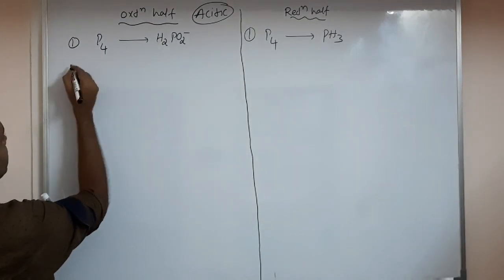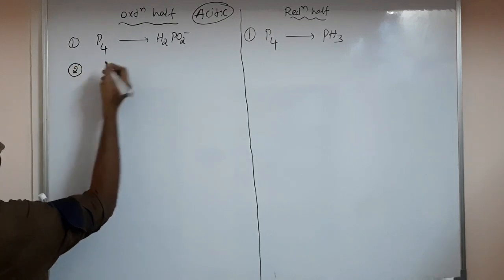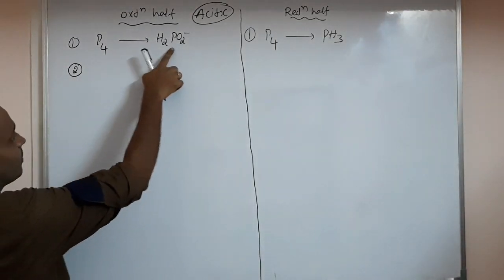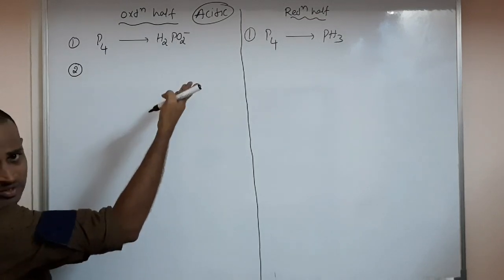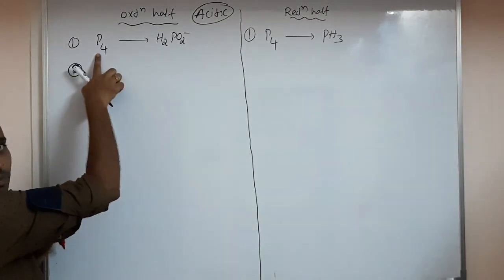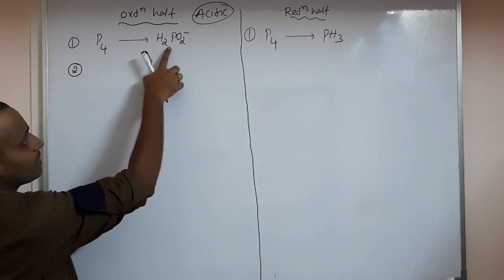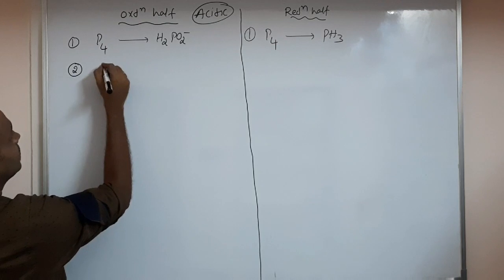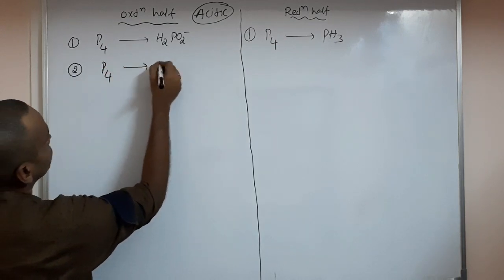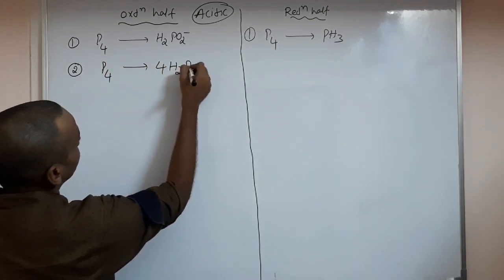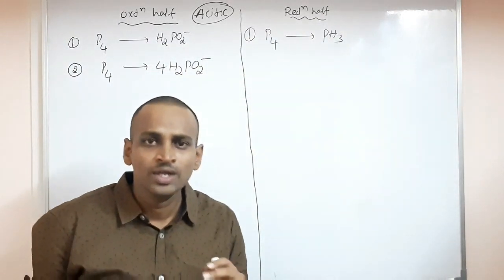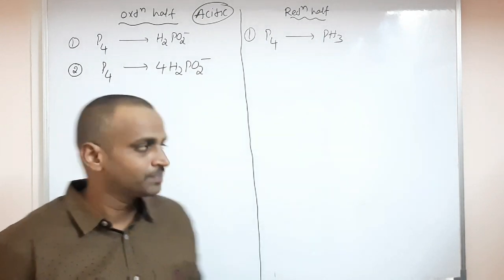No problem. So here the first thing is you have to balance other than oxygen and hydrogen. So I have to check phosphorus here. Other than oxygen and hydrogen, what do you have? Phosphorus. Here 4 phosphorus you have on the reactant side, here 1 phosphorus. So you have to write 4 here. So P4 gives rise to 4H2PO2 minus. Understanding, sir?